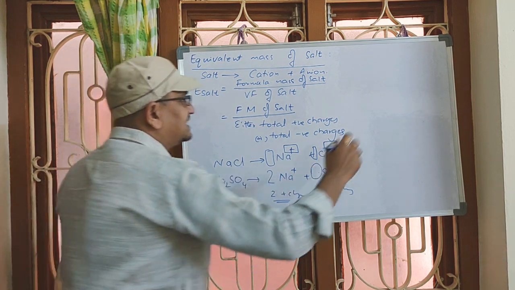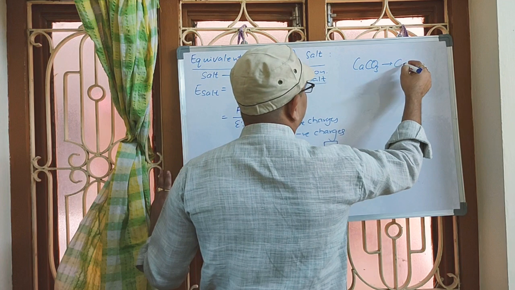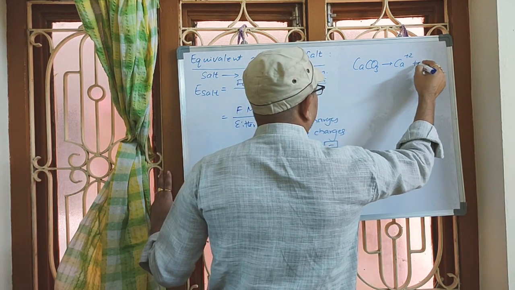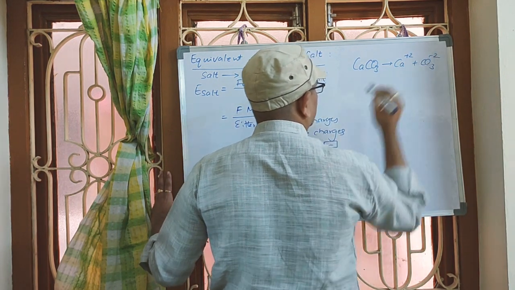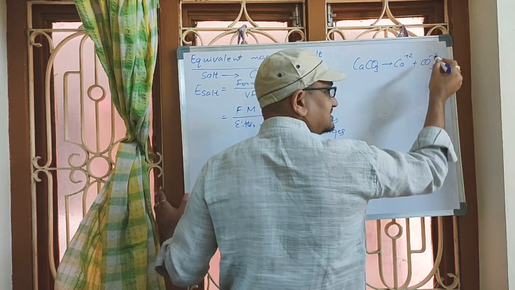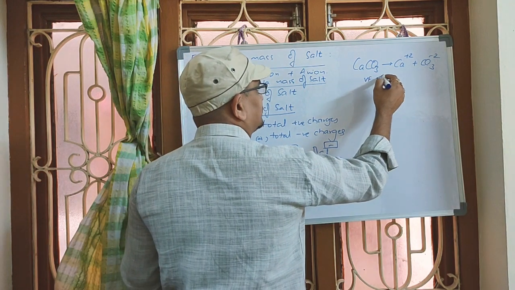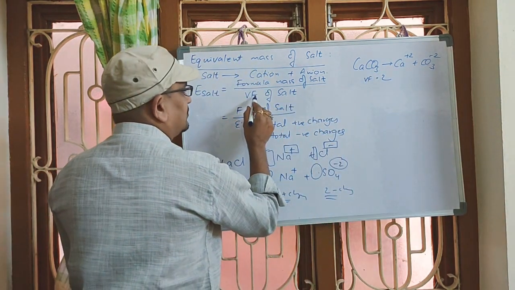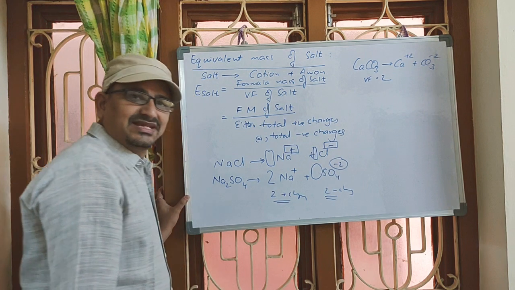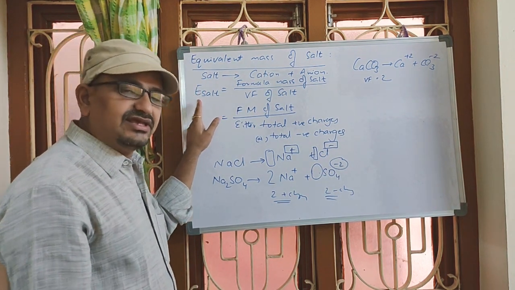Understood? Suppose CaCO3, calcium carbonate, CaCO3 dissociates to give Ca2+ and CO3 2-. What are total plus charges? 2. Total minus charges are also 2. So valency factor for calcium carbonate is 2. So this valency factor we have to take in the denominator. This is how we have to calculate equivalent mass of a salt.